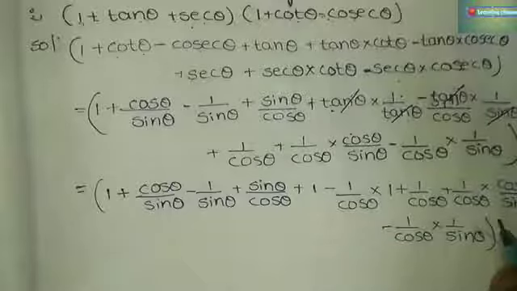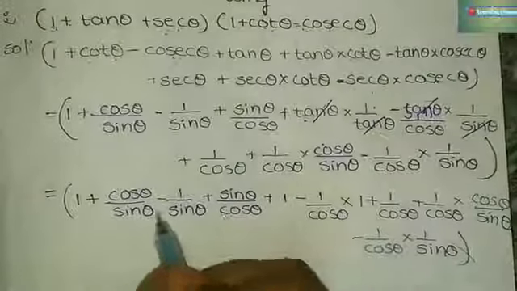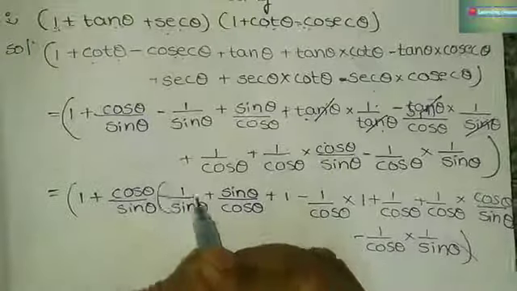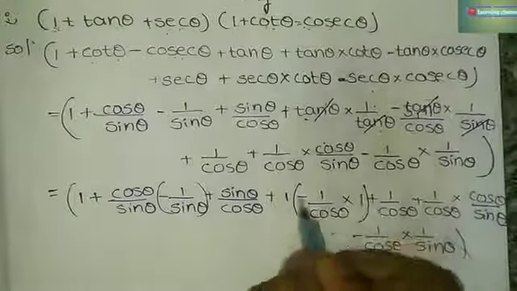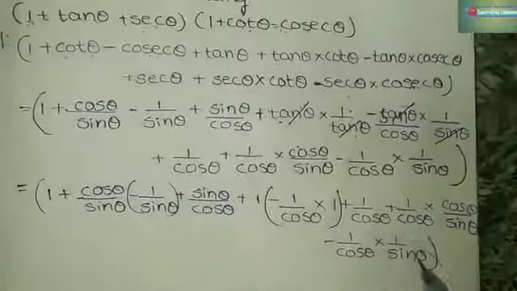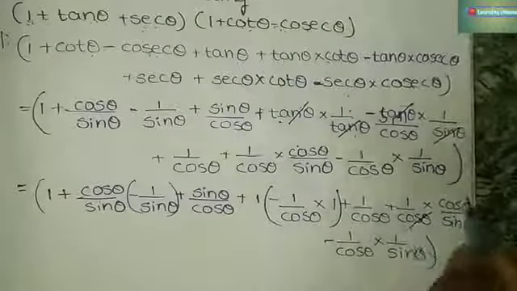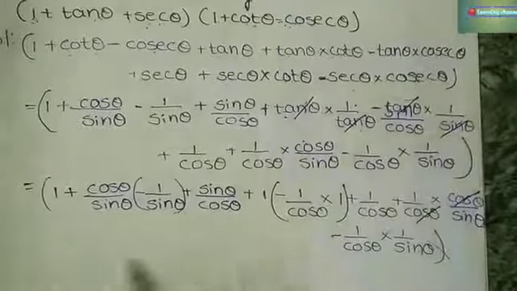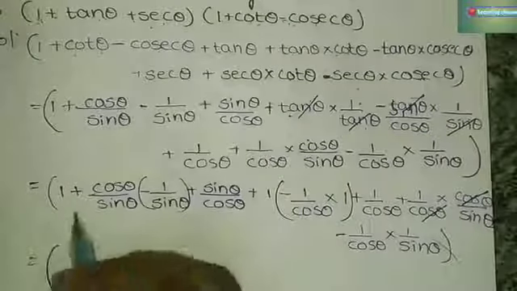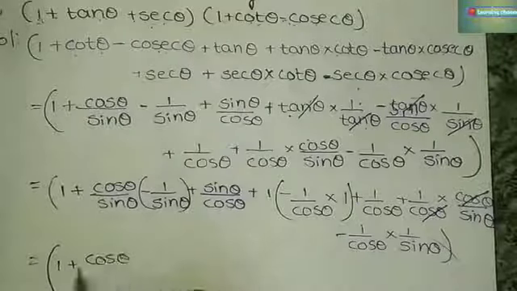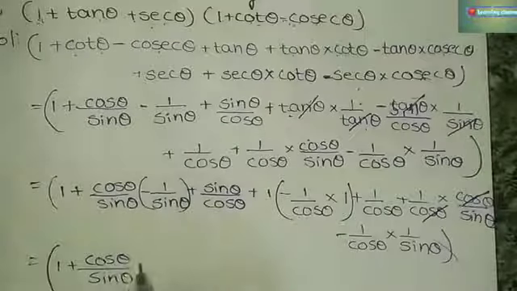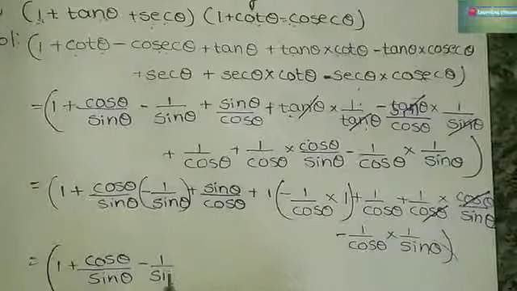Second one, sin theta plus cos theta whole square plus sin theta minus cos theta whole square. So for this we need to have a plus b whole square is equal to a square plus b square plus 2ab, and also a minus b whole square is equal to a square plus b square minus 2ab. So it is in the form of a plus b whole square. It is a minus b whole square.